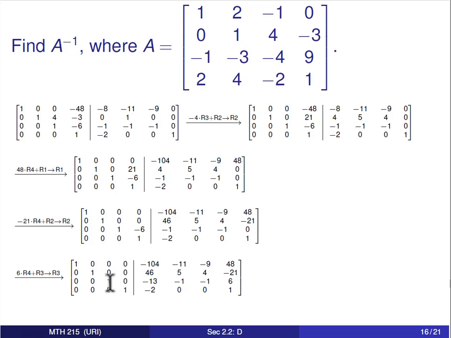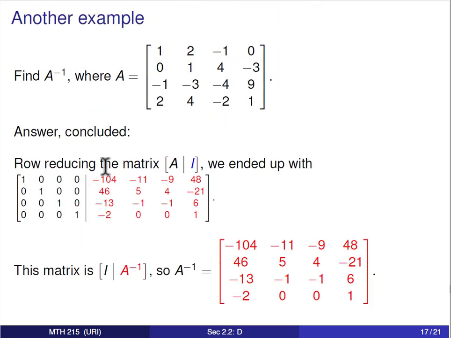echelon form. We end up with what looks like the identity matrix on the left-hand side, and on the right-hand side, we have some rather interesting looking entries, but we are told that what we should end up with, if we end up with the identity matrix on the left, is A inverse on the right. So that tells us that the inverse of this matrix A is this matrix with these rather large entries.